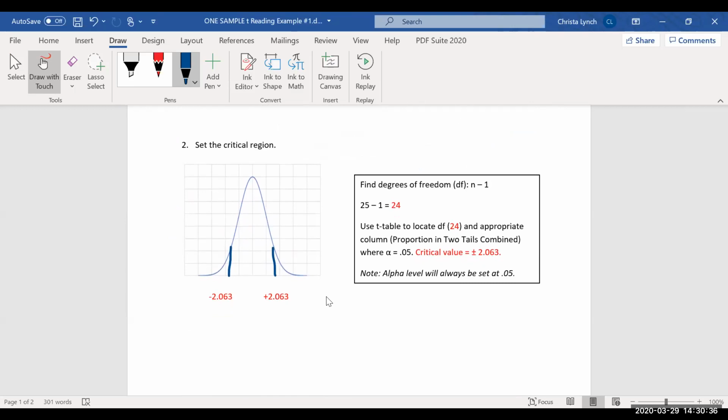Okay, the second step is to set the critical region. So first of all, we need to find the degrees of freedom. And in this case, we look at n minus 1, n is 25. So our degrees of freedom is 24. Okay, then we use the t-table. So if you want to get out your t-table, and I'm going to pull up a screenshot of that as well. So get out your t-table. I'll show you what it looks like in case you haven't looked at it yet.